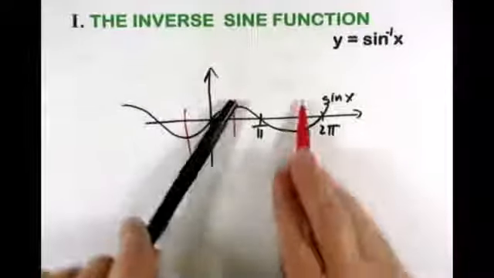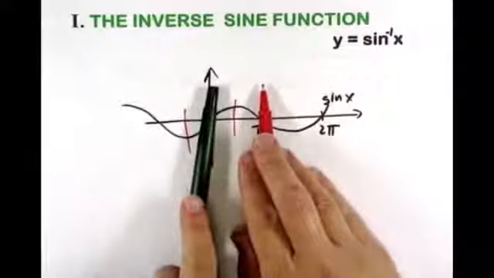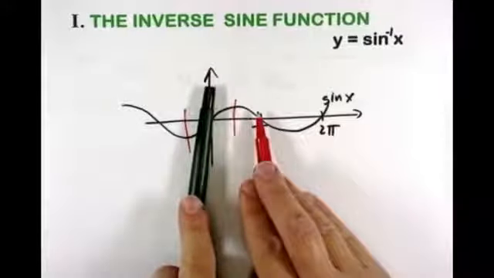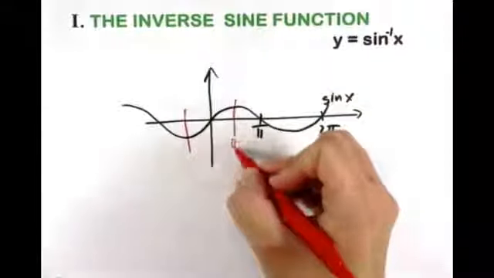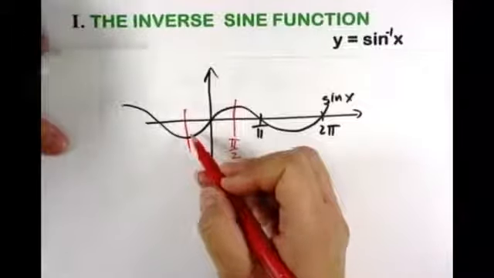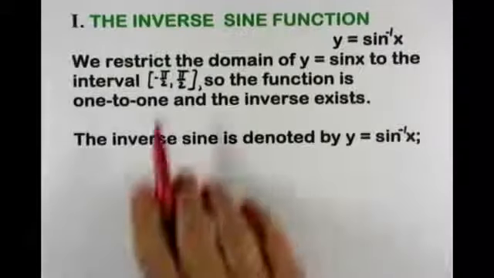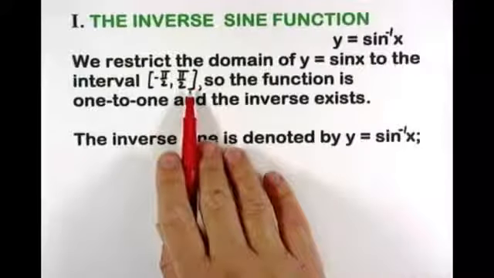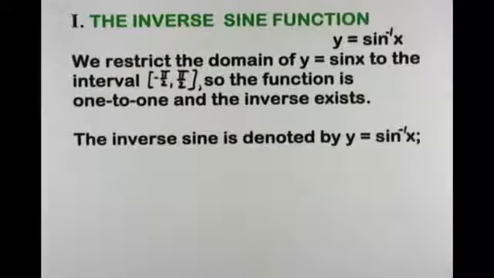You can pick another part too, something that gives you a one-to-one function. You cannot pick this part because this bump is not one-to-one. But the most common is this part. So we restrict the domain. What is this value? It's pi over 2. And what is this value? It's minus pi over 2. So we restrict the domain to minus pi over 2 to pi over 2. So the function is one-to-one and the inverse exists. And the inverse sine is denoted by sine inverse x.